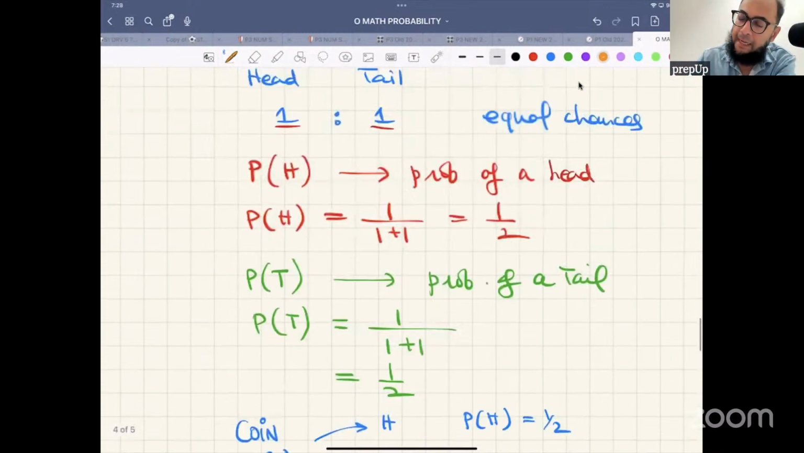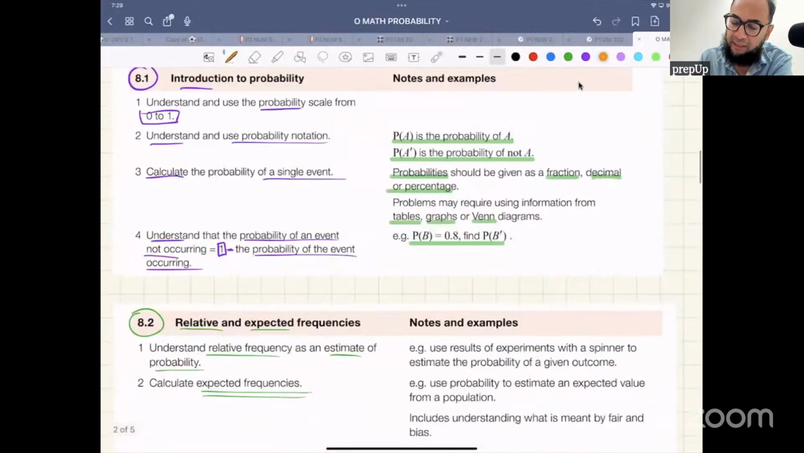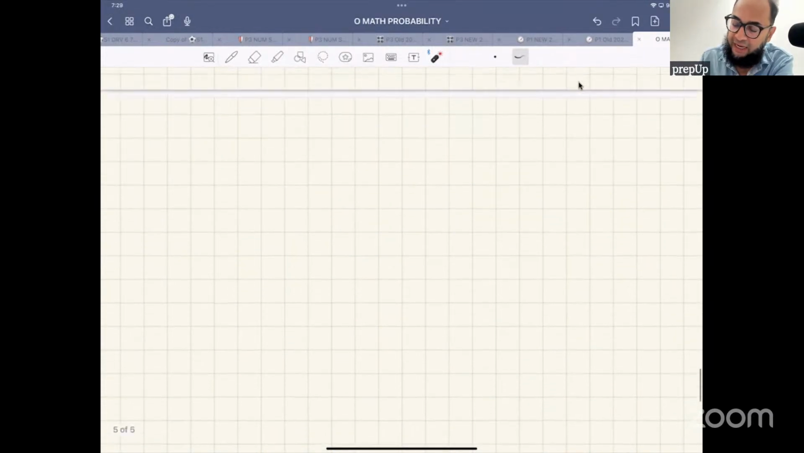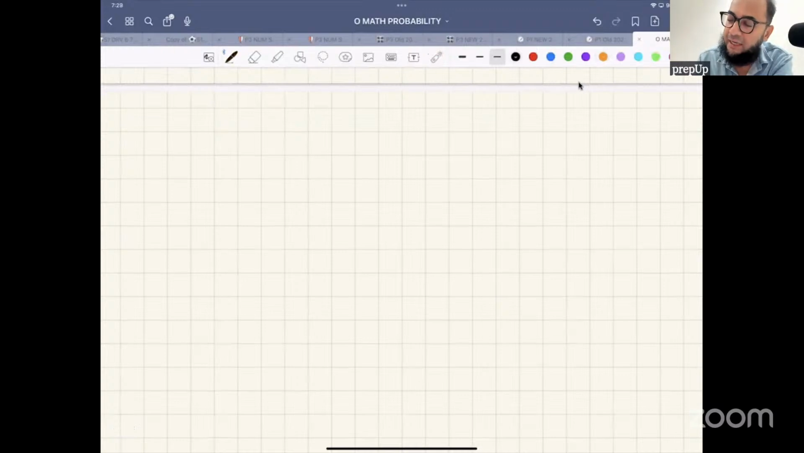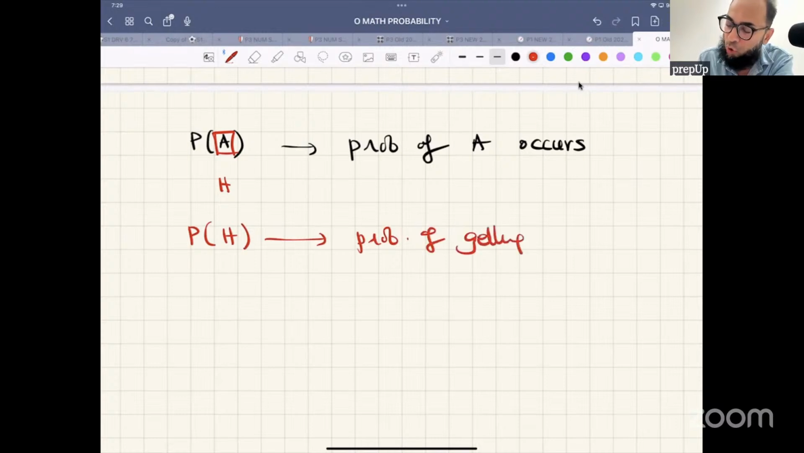Now, let me use this notation. I'm just using the single diagram, the single example. Understand and use probability notation. Probability of A, probability of A complement. Now let me explain the idea of A complement. If I write probability of A, that means probability that A occurs. Now, instead of A, if I write head, that means probability of getting a head.